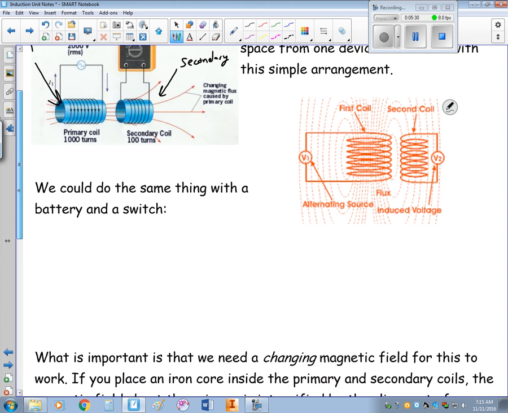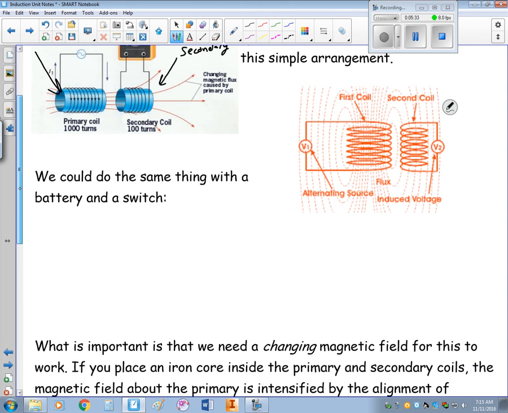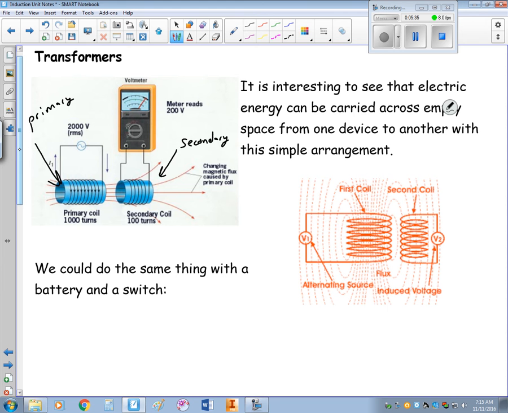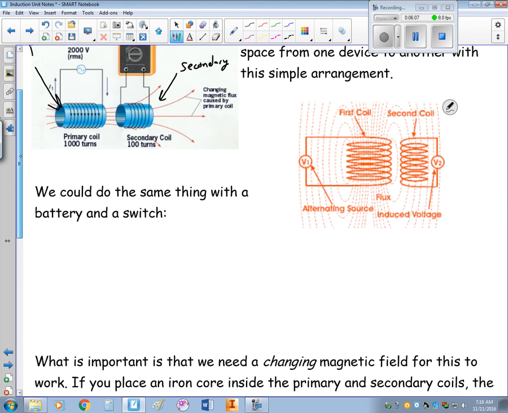We could do this with a battery and a switch. Now, if you remember Faraday's law, in order to induce a voltage, we have to have a changing magnetic field. So usually this is going to be alternating current, because an alternating current creates a changing magnetic field inside the primary coil. That changing magnetic field then induces a changing magnetic field inside the secondary coil, creating electricity, or the electrons to wiggle back and forth in the secondary coil. And again, we could do this with a simple battery and a switch.